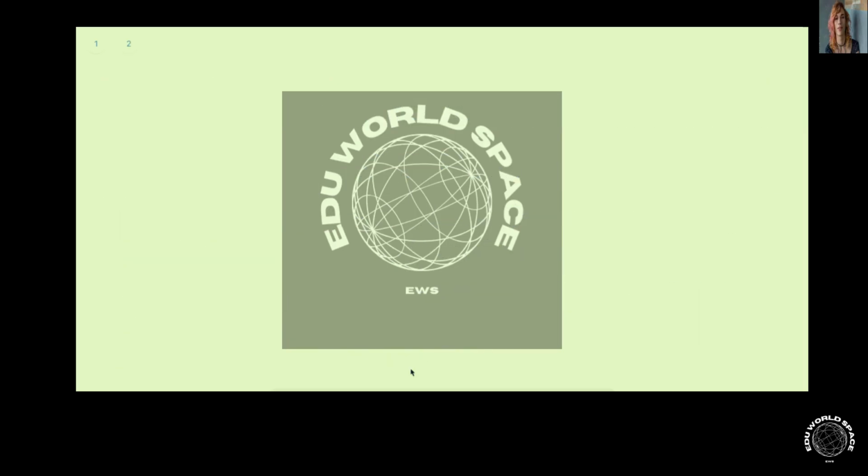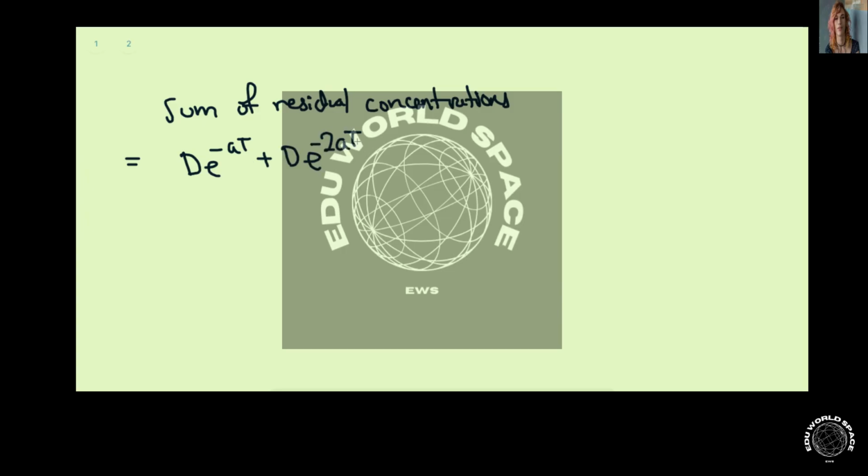Now let's go to the next page and add these up. Sum of residual concentrations. So we're still in part A here. Now we just add these all up. And it turns out here we can see that this is a geometric series. And it's a finite geometric series. Now we have a formula for this.